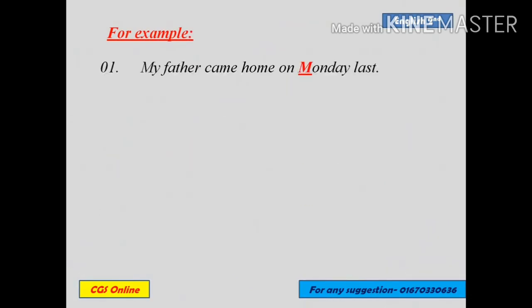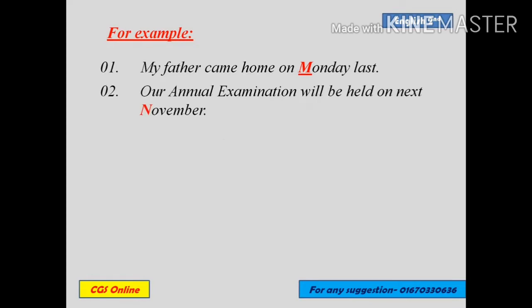My father came home on Monday last. Here, Monday, M is written in capital form. Our annual examination will be held on next November. Here, N is written in capital form because it's a name of a month.